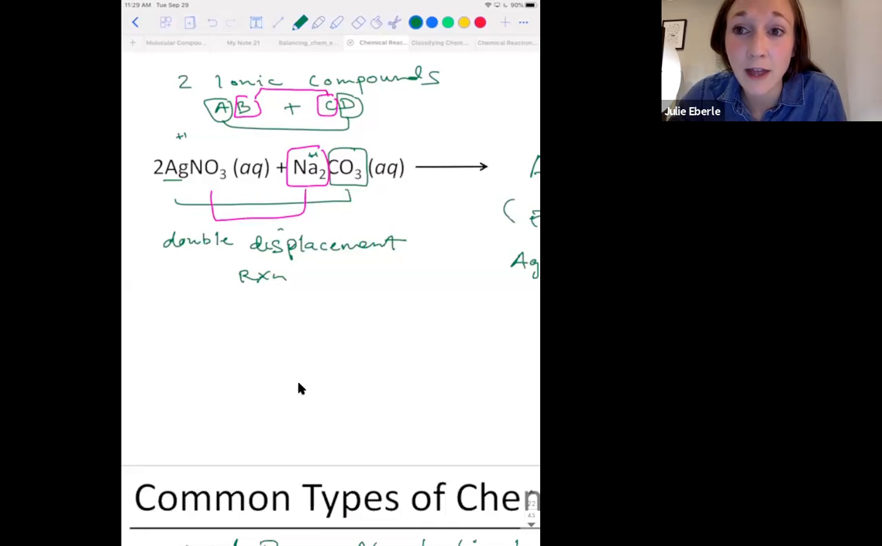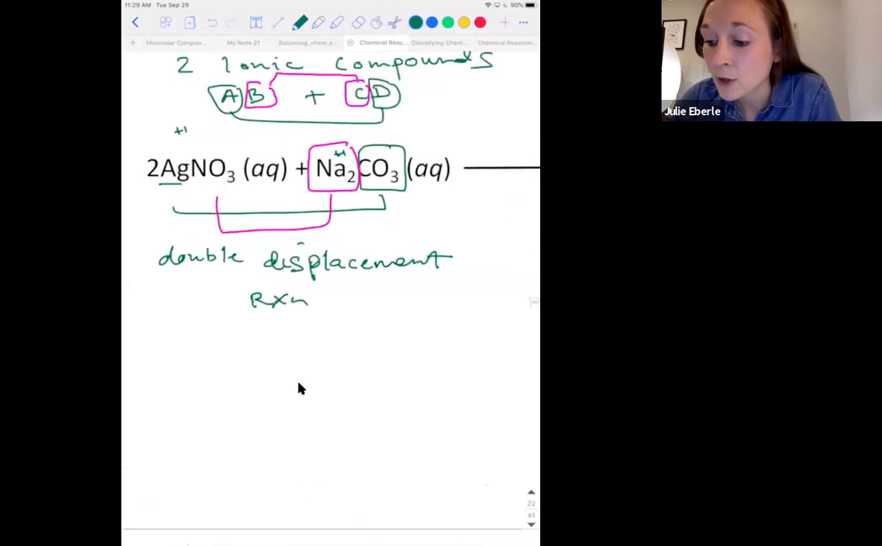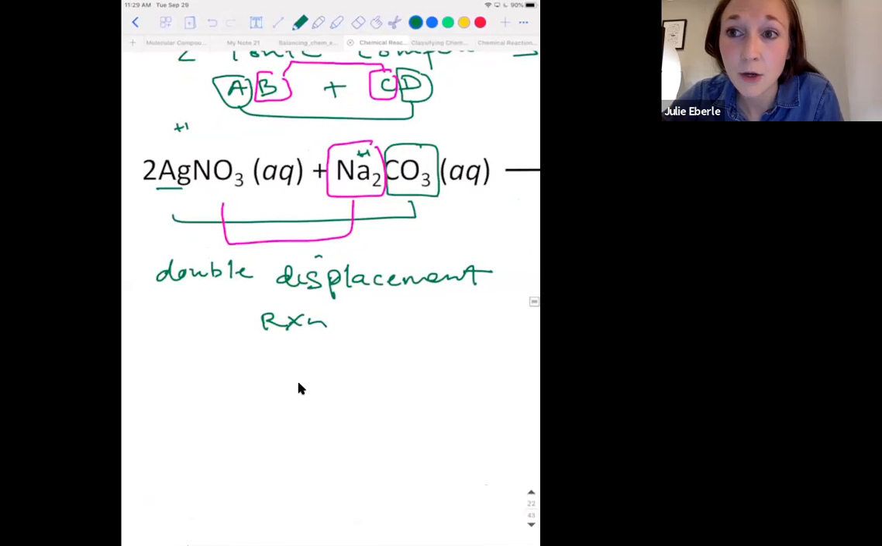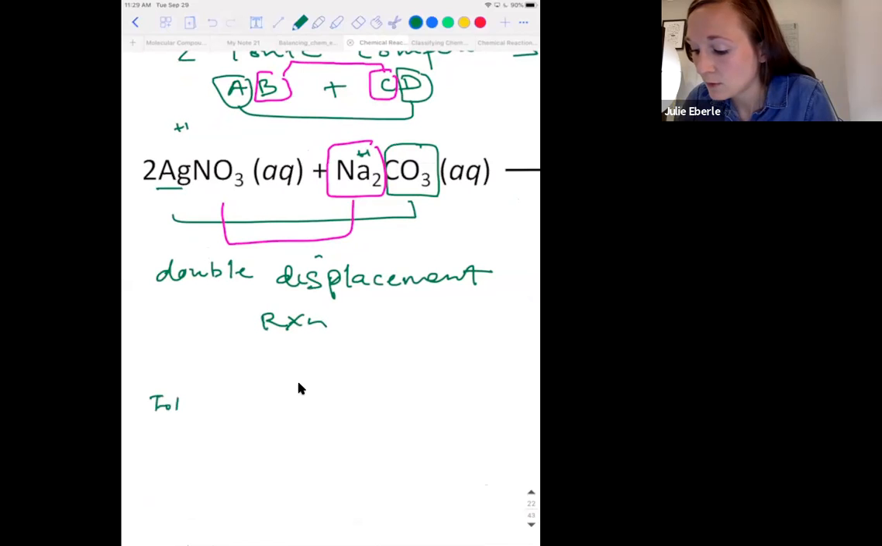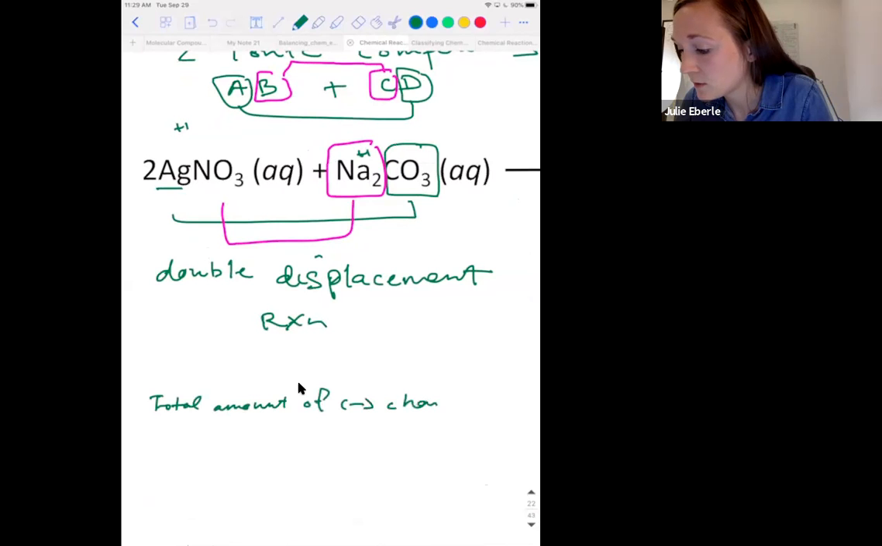There's actually a way to know that just by looking at the compound. You look at the anion. Okay, you look at the charge on your anion, and then you consider how many anions do I have, and you calculate the total magnitude of negative charge. So our total amount of negative charge from our anions was what?